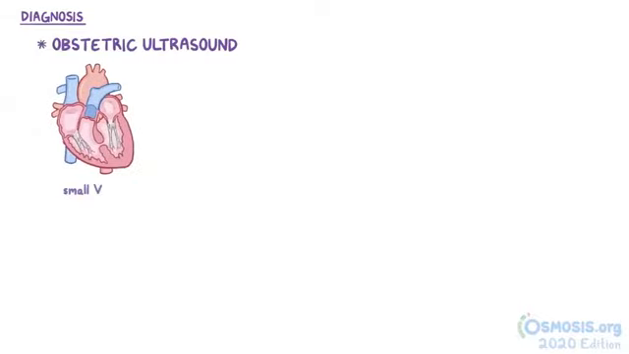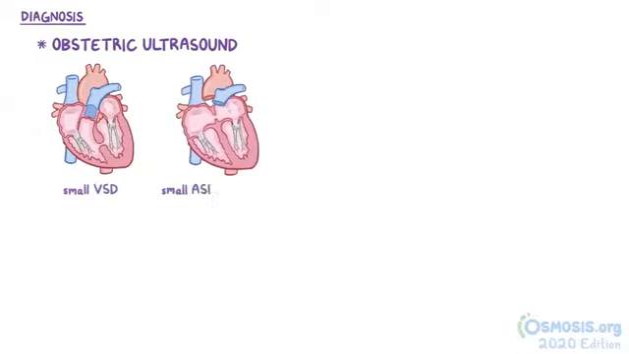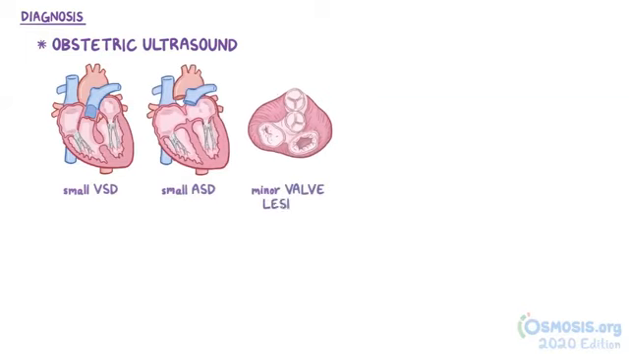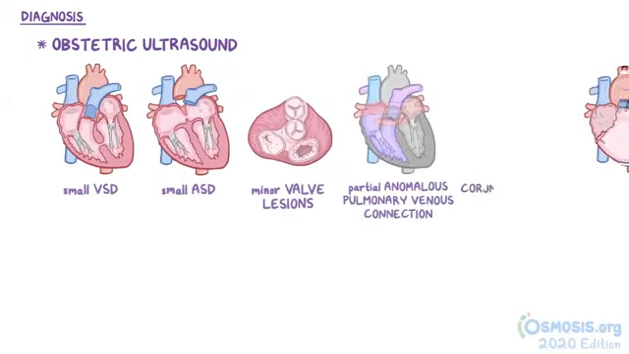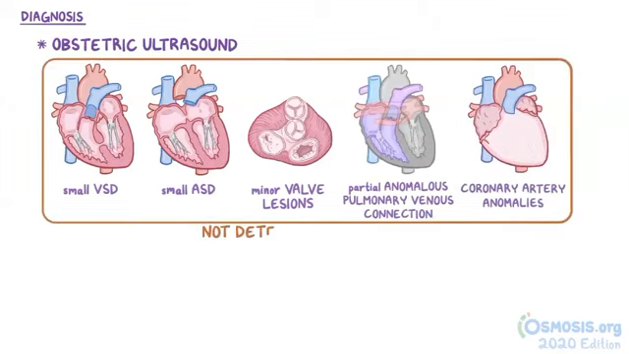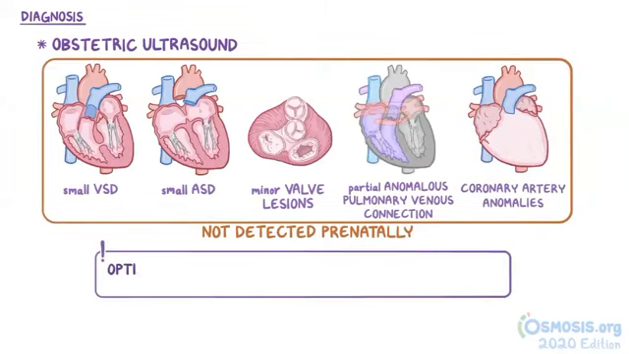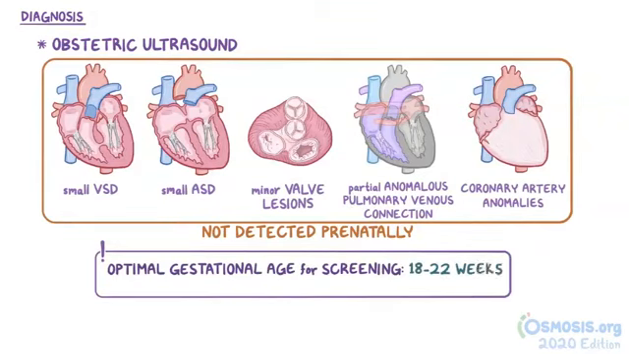Most heart defects can also be detected prenatally by standard obstetric ultrasound examination. However, small ventricular septal defects or atrial septal defects, minor valve lesions, partial anomalous pulmonary venous connection, and coronary artery anomalies are not often detected prenatally. The optimal gestation age for screening for structural fetal cardiac anomalies is 18 to 22 weeks of gestation, although in some cases it can be done as early as 10 weeks of gestation.